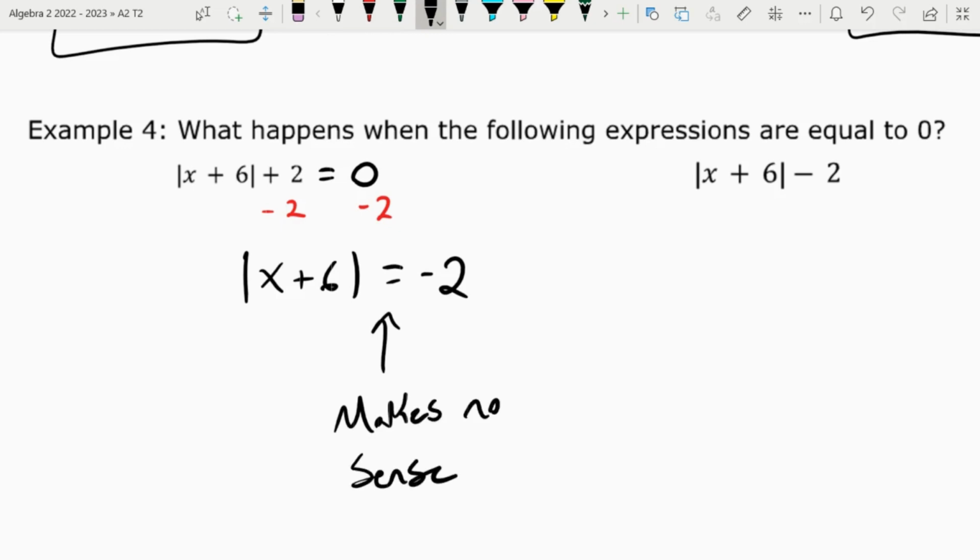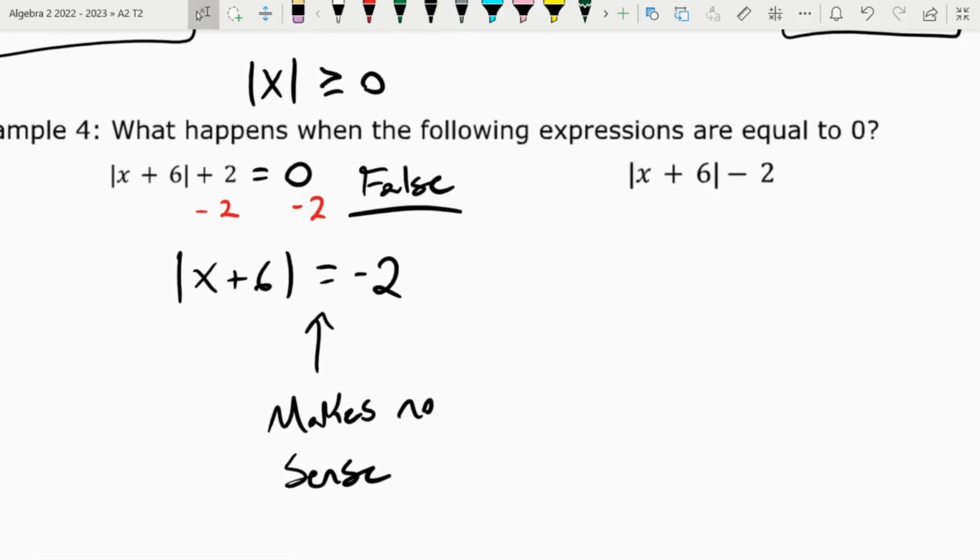Okay, we know that the absolute value of any number has to be greater than or equal to 0, so there's no possible way that this is true. This is false. It will never equal 0. And later on in Desmos, I'll show you what that means graphically.